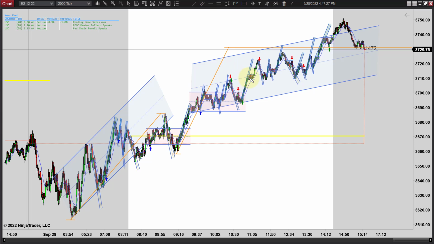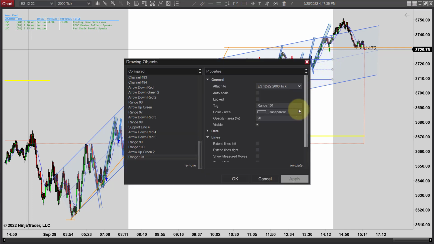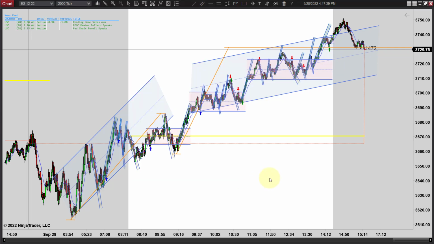I didn't put the other sideways range on there, but it's pretty much what we saw all day. We go up and then we just kind of work sideways. So if you saw it like that, that's probably correct. And then finally we went higher again.